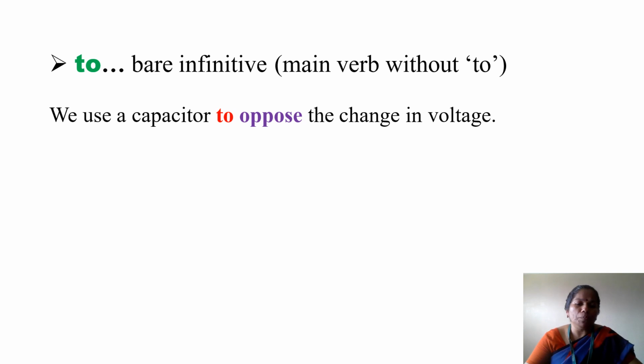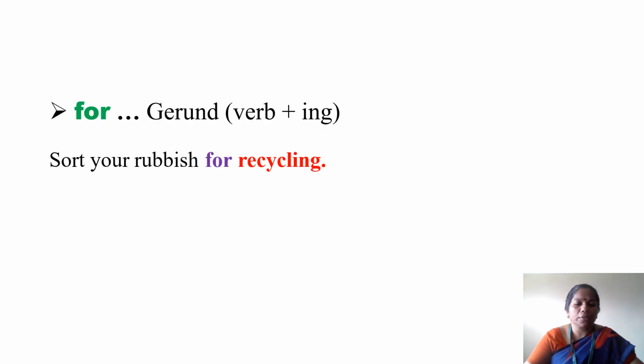Here comes to. While using to as a purpose connective, this to has to grammatically agree with the bare infinitive form of a verb. What is the structure of the bare infinitive form of a verb? Just a main verb without to. So look at the sample. The object we have considered in the example is capacitor. Why do we use a capacitor? To oppose the change in voltage. So let's bring it in the form of a statement now. We use a capacitor to oppose the change in voltage.